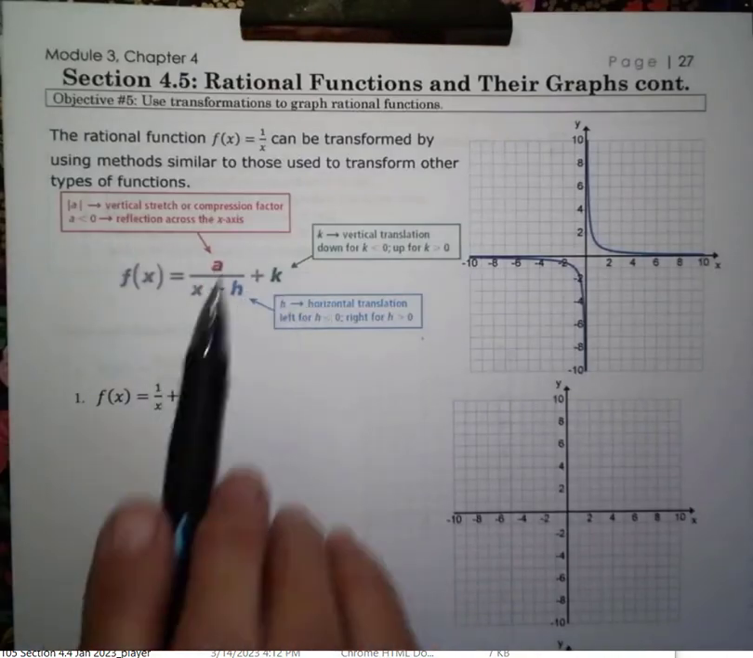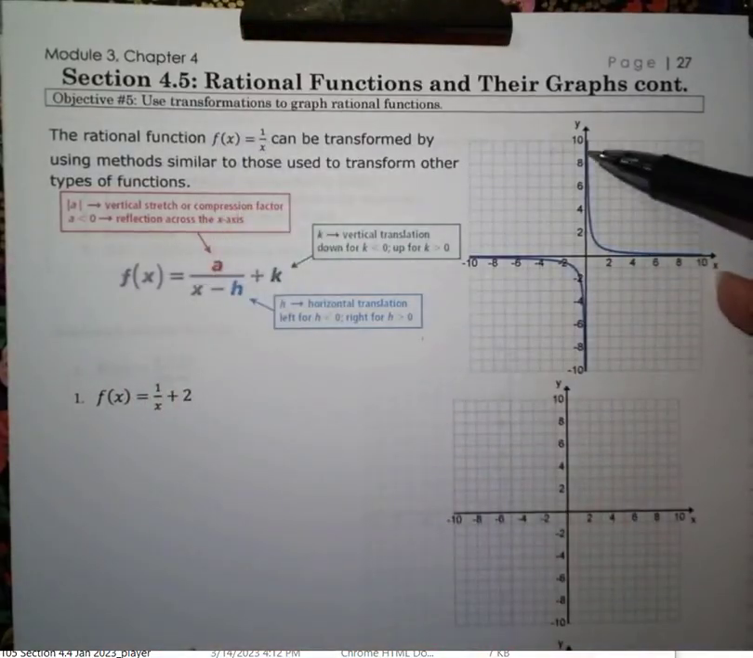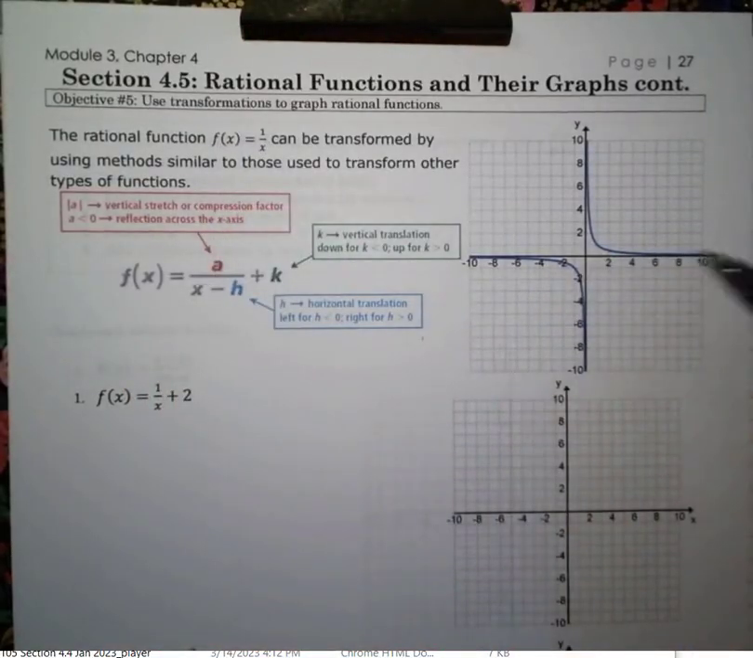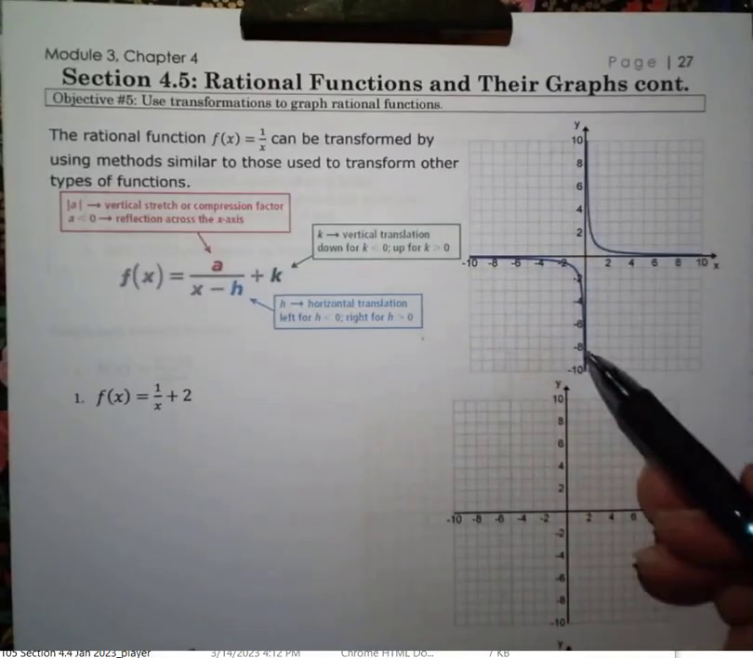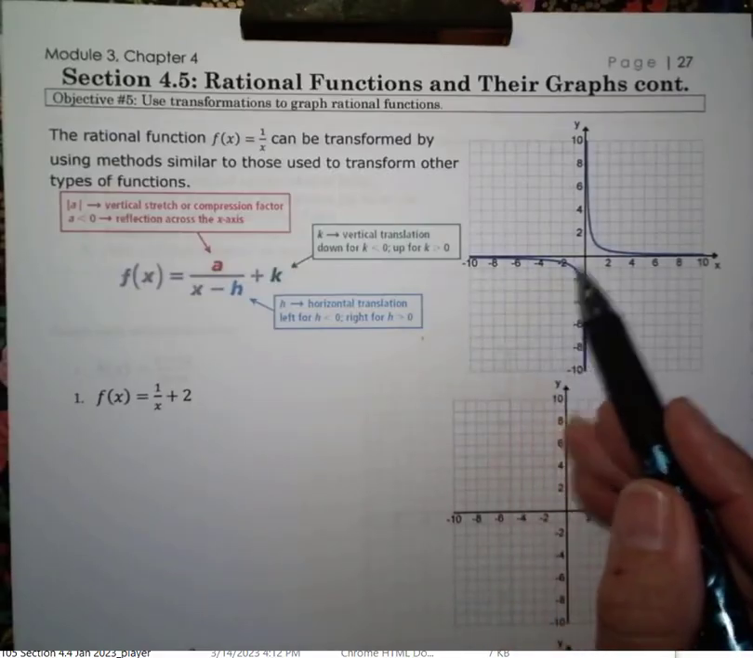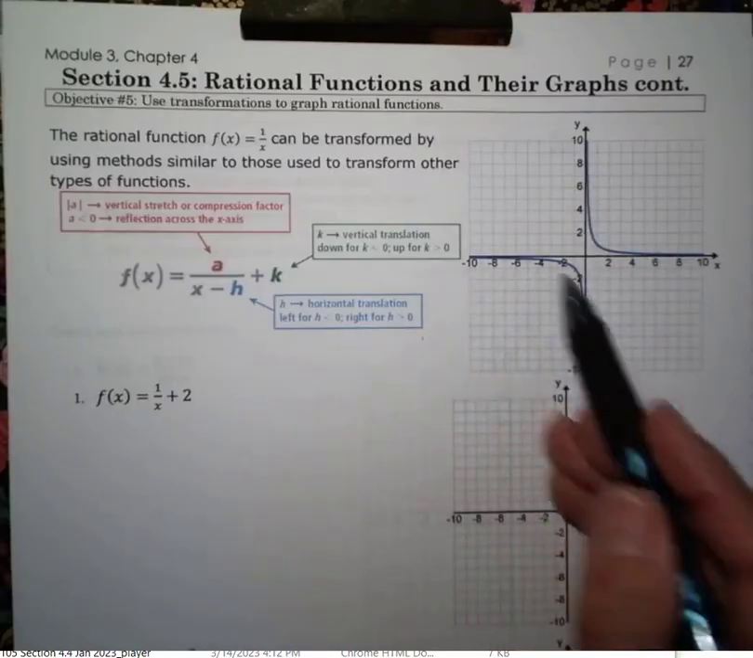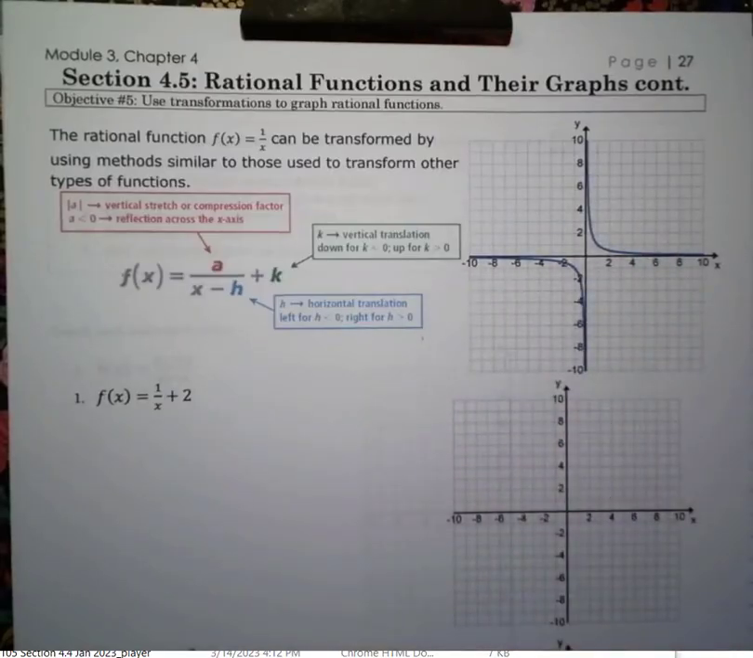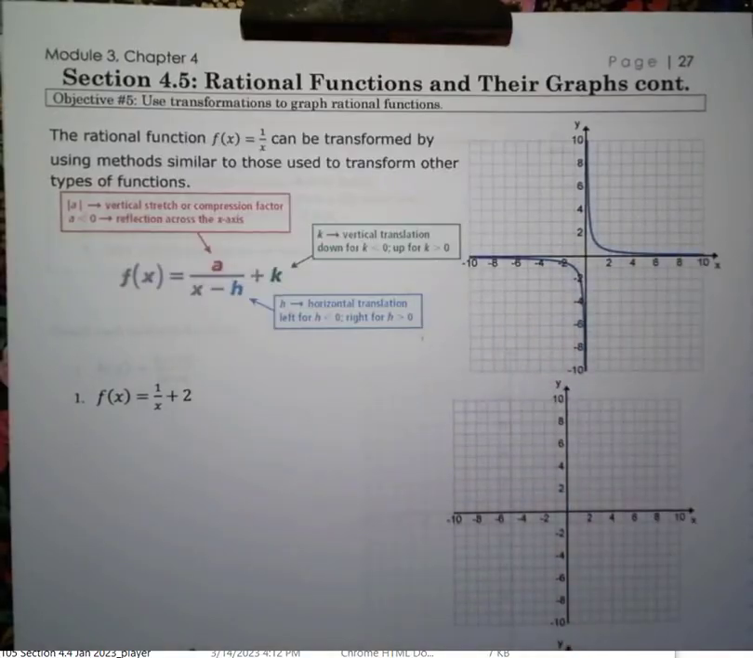Let's take a look at this particular parent graph, which is y equals 1 over x, and you may remember this one. The horizontal and the vertical asymptotes here are going to be the y and the x-axis, and it comes through (1, 1), (-1, -1), and then it comes very close to both axes here, and it really has origin symmetry, doesn't it? Because both of these quadrants match the first and the third quadrant. If you flipped them, they would be the same.